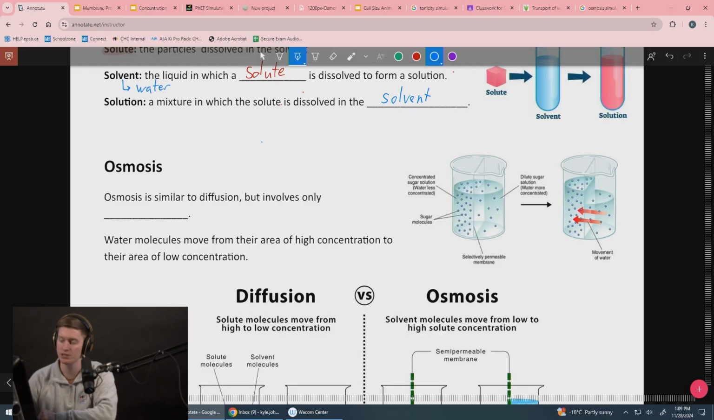Osmosis is similar to diffusion, but it involves only water. So you can think of it as the diffusion of water across the membrane. Water molecules move from their area of high concentration to their area of low concentration.